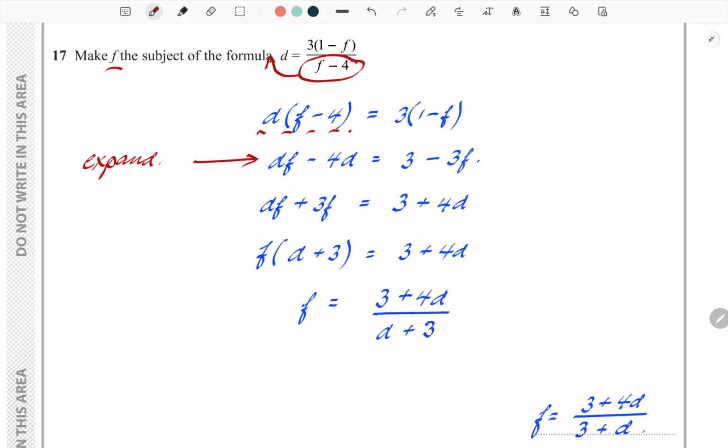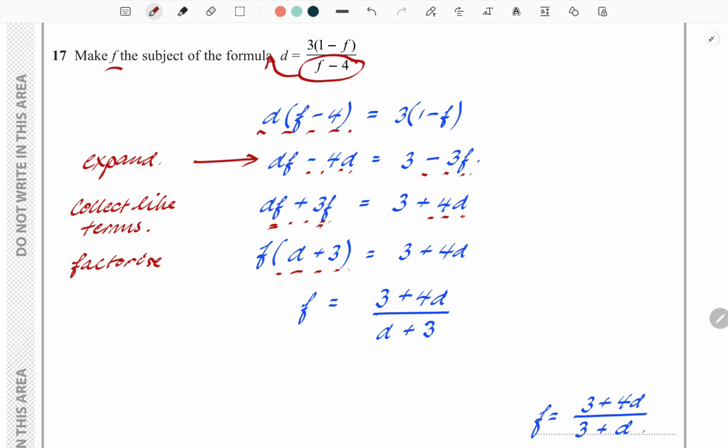Now you want to get all the like terms together. So collect like terms. Okay. So df plus 3f, so minus 3f comes across as a plus 3f, the minus 4d goes across the other side as a plus 4d. And the next step you're going to do is to factorize the f from the two terms on the left-hand side. So factorize, and you've got f times brackets d plus 3 equals 3 plus 4d.